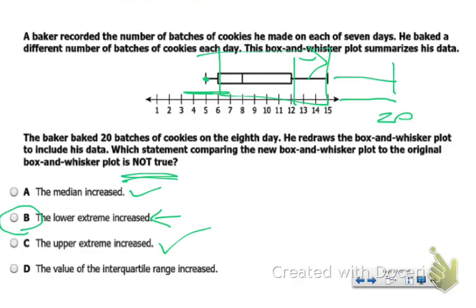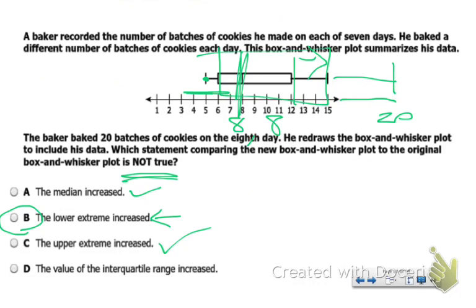Okay, so when you see this question, they're usually going to change something that makes sense. So either adding to the upper extreme, adding to the lower extreme, or adding something to the median, like adding more days where he baked 8 cookies. That's not going to change much of anything, because the median was already there.